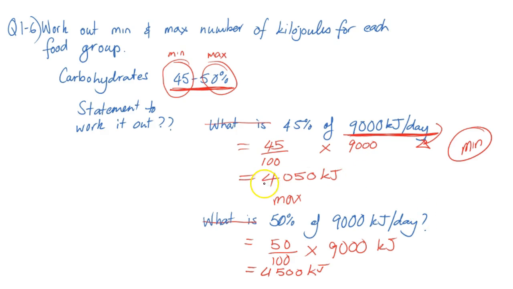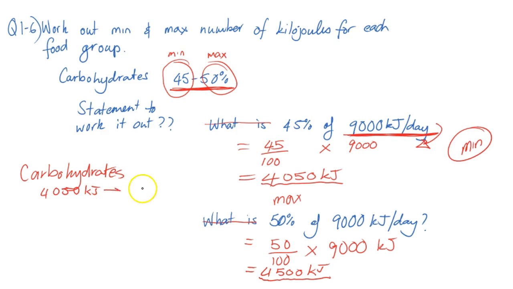And then when we answer it, the question was, what is the range of kilojoules that they can eat from carbohydrates in this case? Well, for carbohydrates, and you have to put this into a table, I can eat, at the minimum, 4,050 kilojoules of carbs per day to 4,500 kilojoules of carbs per day. That's my range. And that's what you're going to be doing in various ways with questions 1 to 6.